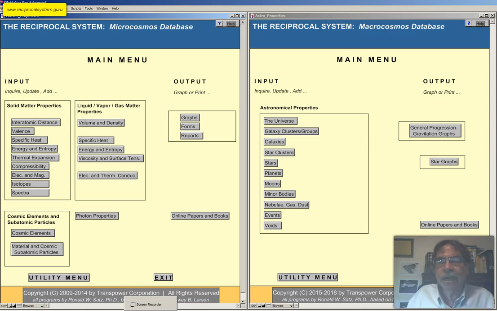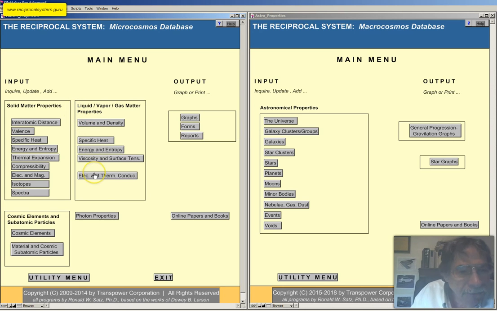Today, as with most of my screencasts, I will be discussing the reciprocal system, specifically the reciprocal system Microcosmos database. You can see the two main menus here. This left panel is for the Microcosmos database, and the right panel is for the Macrocosmos database. I've already covered all of the layouts in the Macrocosmos database, and many of the Microcosmos database layouts. We have one more to go for liquid vapor gas matter properties, and that's electrical and thermal conductivity. So let's click that.